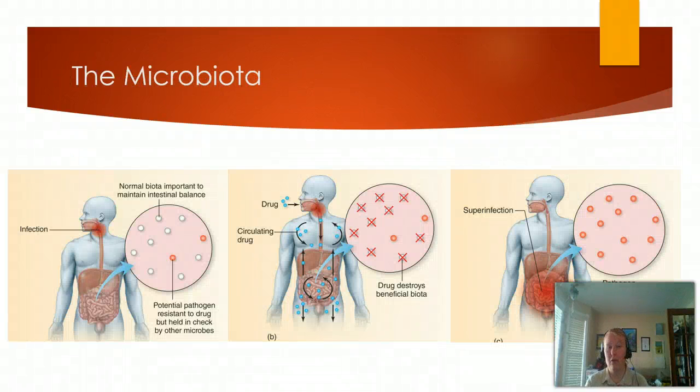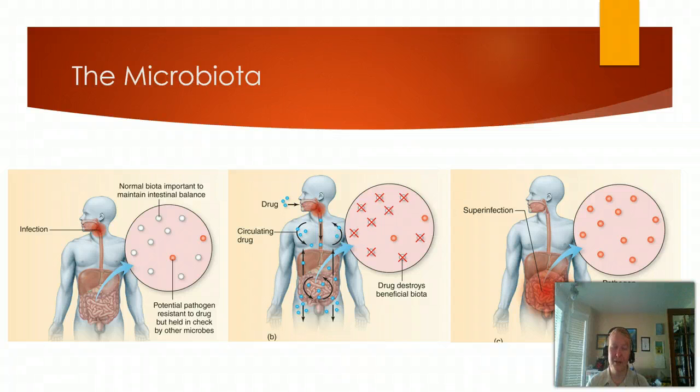Now let's talk about the microbiota and what's important about them. The microbiota can sometimes be killed off more easily than the pathogen by the antibiotics being used. And so what happens then is, if you kill off everything else that's competing for nutrients, the pathogen is going to be able to flourish. And this creates what is known as a superinfection. And so then the superinfection is even worse.